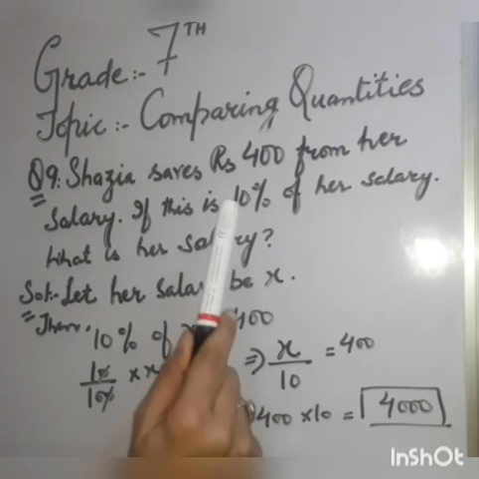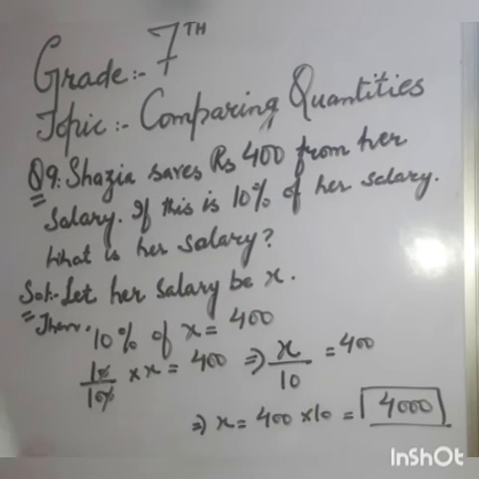Then 10% of this x will be equal to 400, because she saves 10% of her salary, and it's also given that she saves 400. So 10% of x is equal to 400. Now this 10% will be 10 by 100 multiplied into x is equal to 400. Clear? Now the 0 and 0 will cancel out. We'll be left with 1 into x, that is x by 10 is equal to 400. Now x is equal to, this is in division, this will go into multiplication. So x is equal to 400 into 10, that is 4,000. So her actual salary is 4,000, out of which she saves 400. Clear?